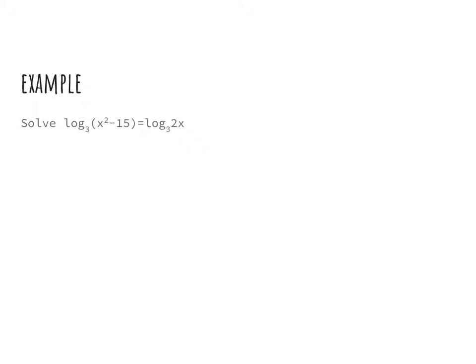For our next example, we're solving the log base 3 of x squared minus 15 is equal to the log base 3 of 2x. Okay, once again, bases are the same, so I can take what's inside the log and set them equal to each other. So x squared minus 15 equals 2x. Subtract the 2x over to the other side. x squared minus 2x minus 15 equals 0.